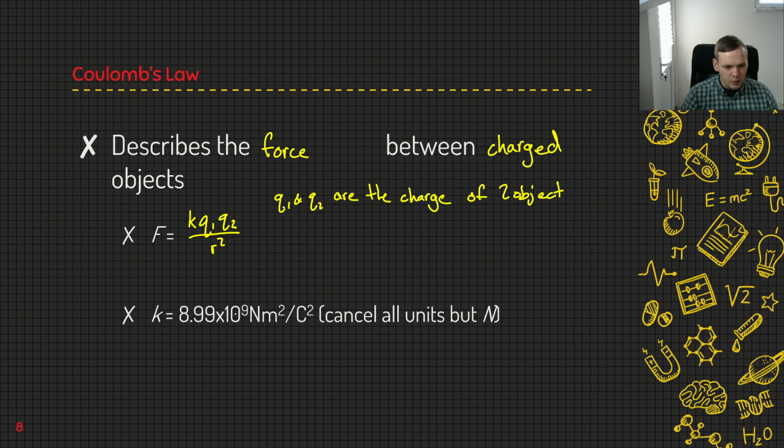So if I've got an electron, this Q will be negative 1.6 times 10 to the negative 19th, the fundamental unit of charge. And if it's a, say, proton, then we'll also have 1.6 times 10 to the negative 19th, but positive coulombs. And then R is the distance between objects.